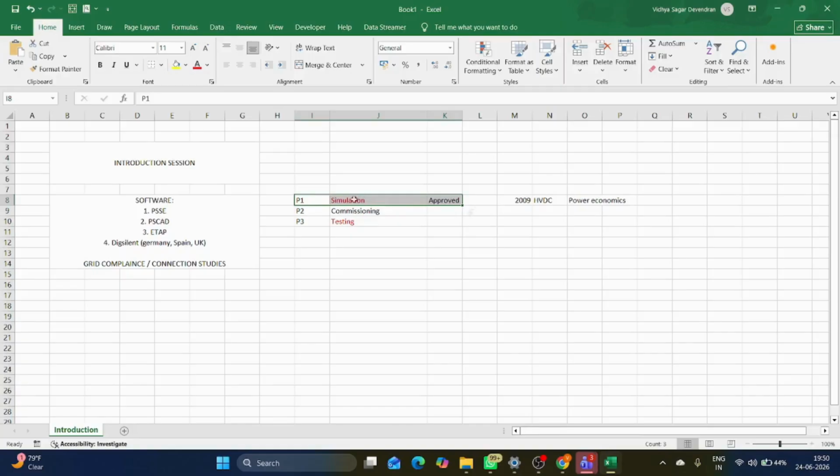Once you get an approval, then things will move very fast. If the simulation is delayed, then approval will get delayed, commissioning will get delayed, testing will get delayed, and after that energization will get delayed. Everything will get delayed. The client will get angry, because he is investing a lot of money. So we need to try to close.